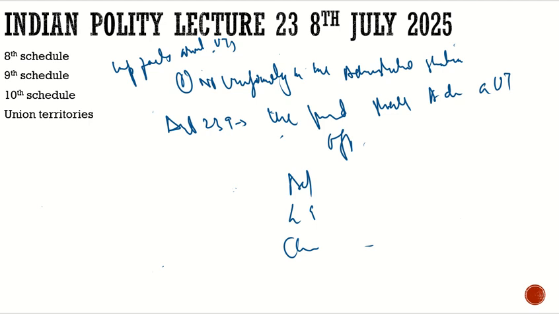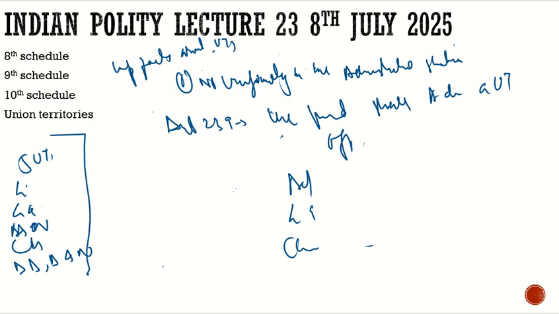Then we have different UTs. We have, for example, Ladakh, Lakshadweep, Andaman and Nicobar, Chandigarh, Daman and Diu, Dadra and Nagar Haveli. In these, there is no legislative structure. Parliament will make laws for them directly. Parliament makes laws for them.